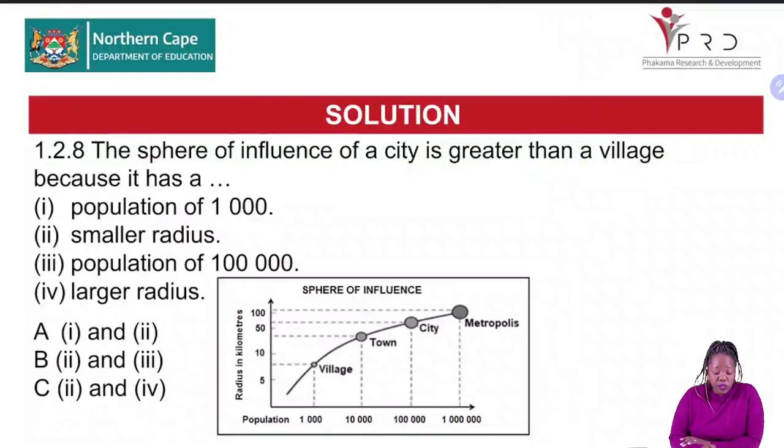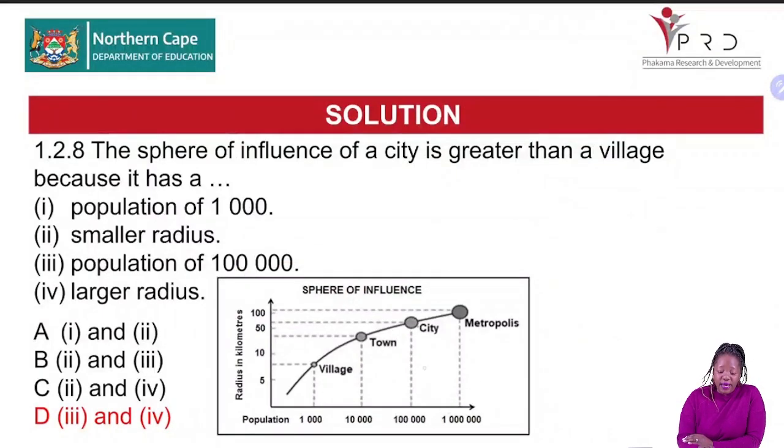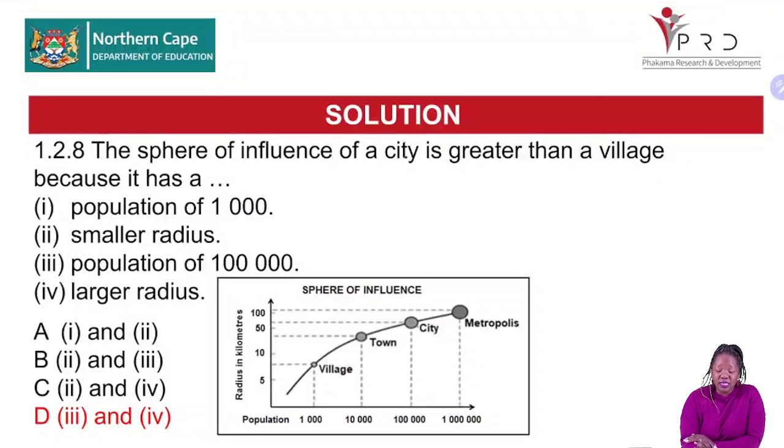Looking at our options there, we are looking at D. D is a Roman figure 3 as well as a Roman figure 4. So looking there at Roman figure 3, it's saying the population of 100,000. So again, we are given there. Remember, we were comparing the city versus the village. So the village, it is 1,000. So therefore, it can be a Roman figure 1. And we are looking at the city. The city here it is 100,000, which means Roman figure 3 is correct.